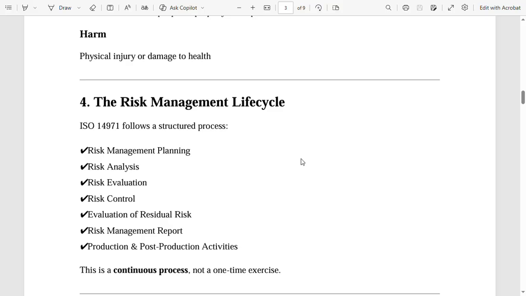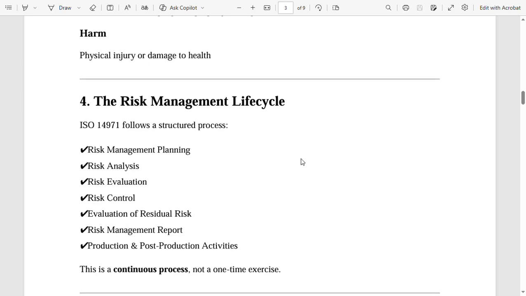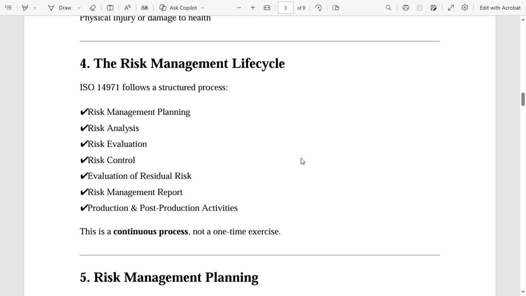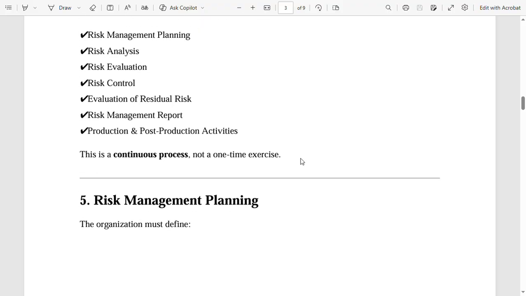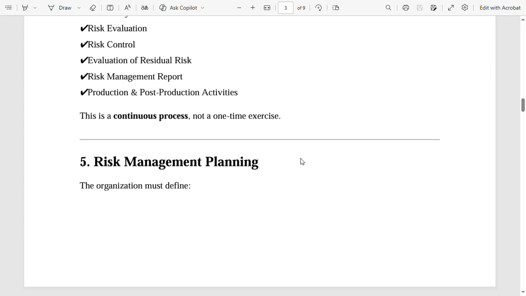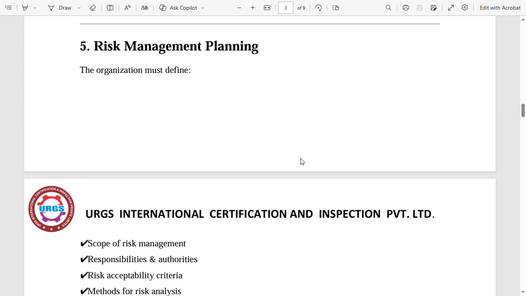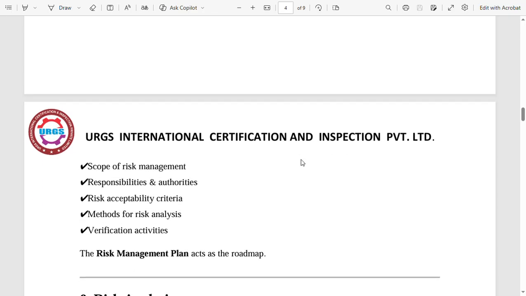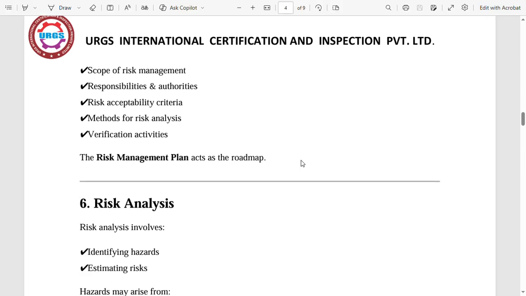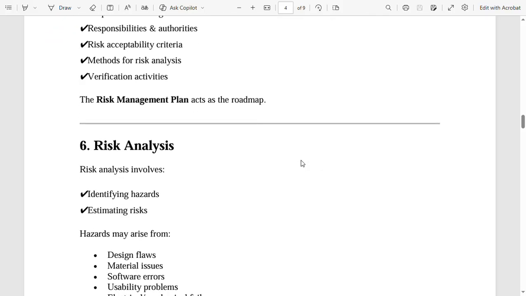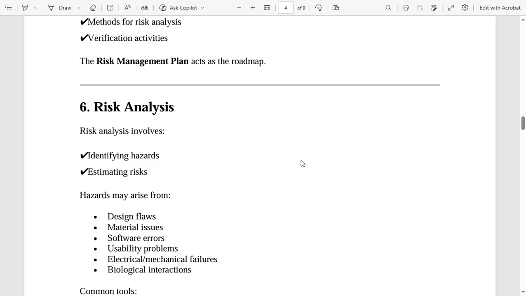ISO 14971 follows a structured process: risk management planning, risk analysis, risk evaluation, risk control, evaluation of residual risk, risk management report, production and post-production activities. This is a continuous process, not a one-time exercise. Fifth, risk management planning. The organization must define scope of risk management, responsibilities and authorities, risk acceptability criteria, methods for risk analysis, verification activities. The risk management plan acts as the roadmap.